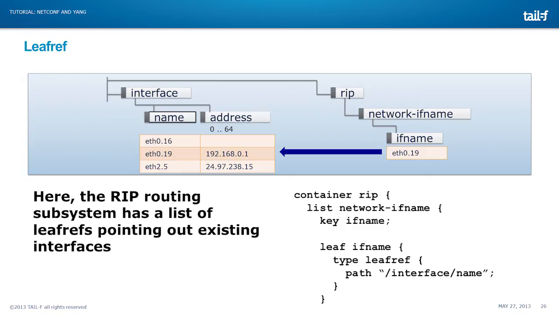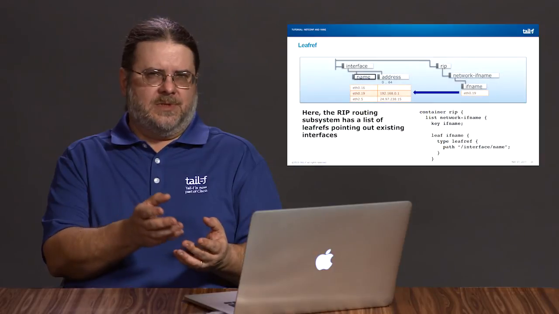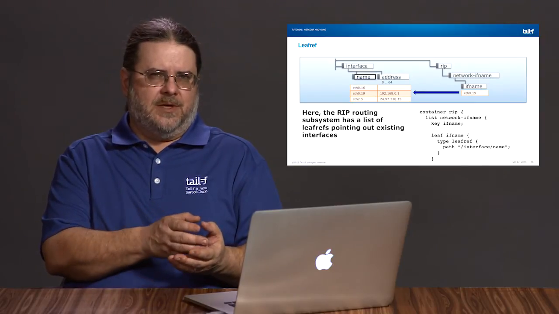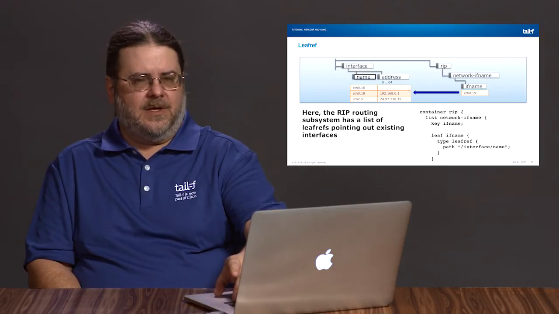Now, also, in this case of, say, IF name is pointing to eth0.19, someone cannot go into the interface table and delete eth0.19 because there is an existing leafref that is pointing to it. That referential integrity is maintained. If someone tries to delete eth0.19 from the interface table, they'll get an error because it's being referred to. So this prevents creation of dangling references. They'd first have to remove the reference to eth0.19 from their RIP IF name, then they could remove it from the interface table. So again, all these sorts of integrity constraints, et cetera, are all examples of the automatic validation that ConfD does for you, just based on having defined it in the YANG data model.